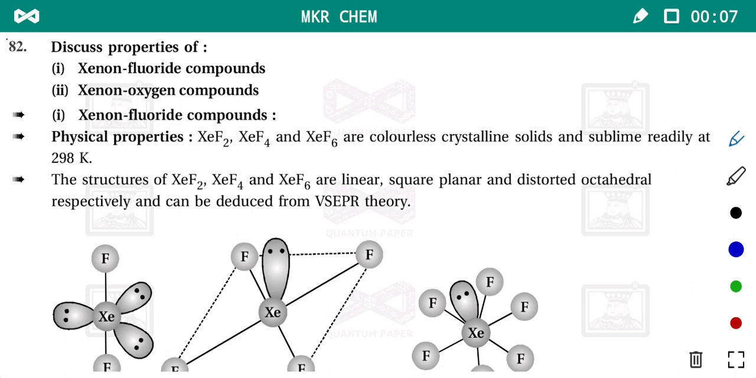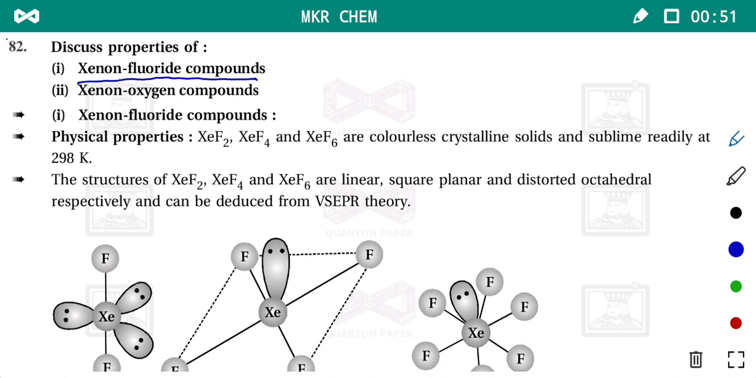Let us discuss the last two questions. This is the second last question, on the compounds we prepared in the previous lecture, that is the xenon fluoride and xenon oxygen compounds. We have to discuss the properties, and the properties are very easy. This question is also very important for examination preparation. Structures are generally asked. So let us discuss the properties of xenon fluoride compounds.